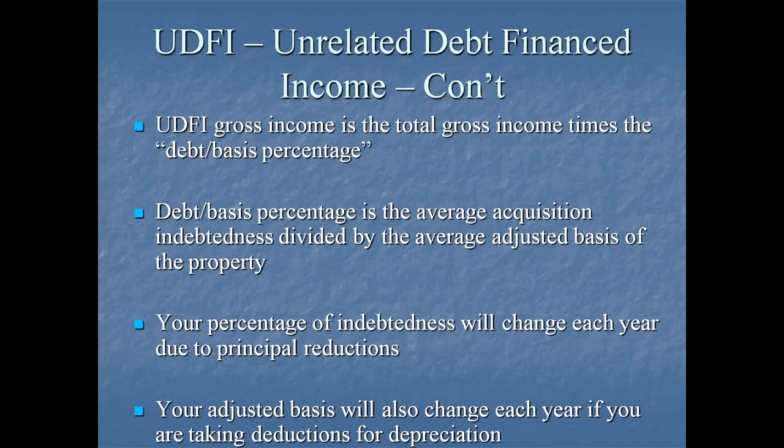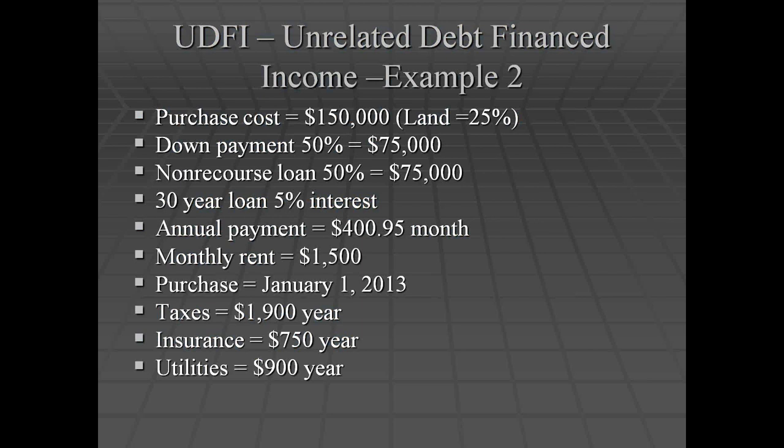So that's sort of how that works. Let's go through an example, and I'm going to go through it slowly and see if we can follow along. Okay, go to the next slide. Here are our facts. We're going to purchase a piece of property inside of our IRA.